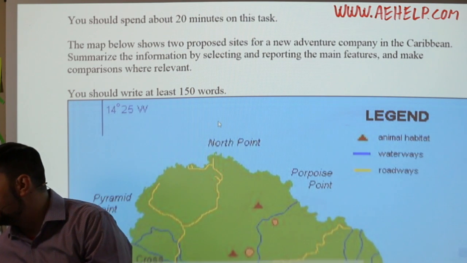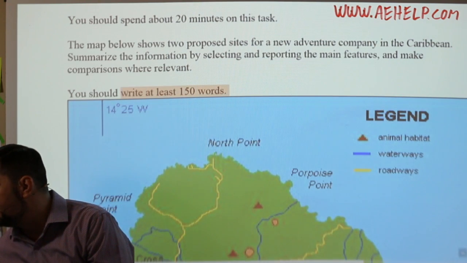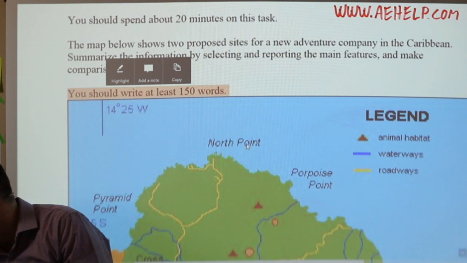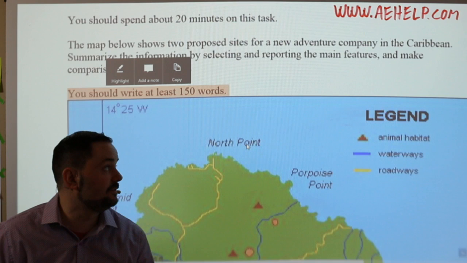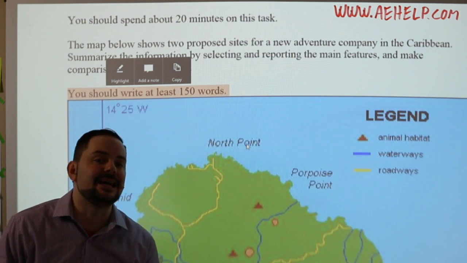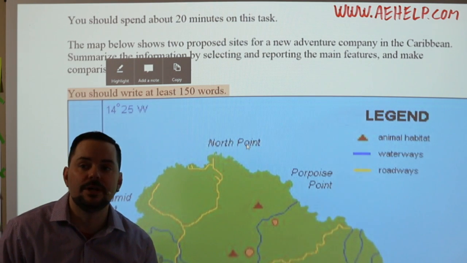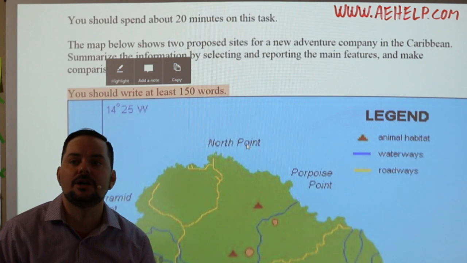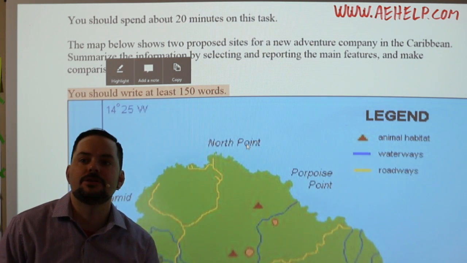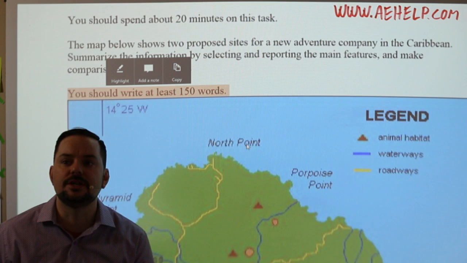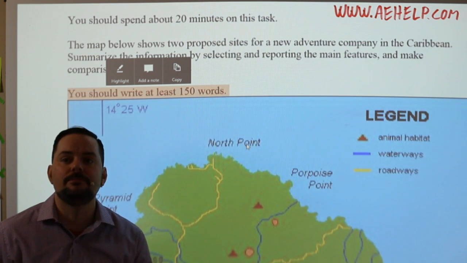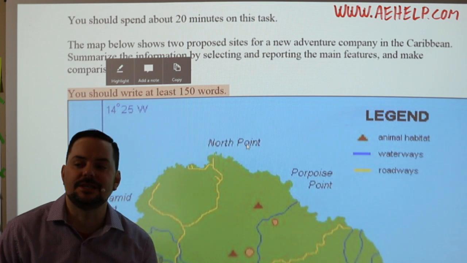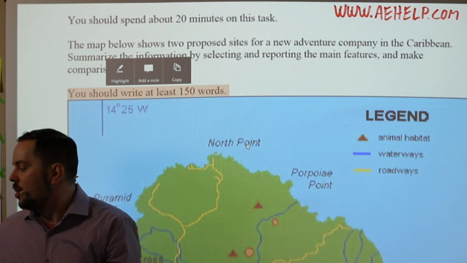Okay, write at least 150 words minimum. If you write less than 150 words, you will start losing scores, okay? So you will start losing scores if you don't write 150 words. So make sure you do 150 words at least.